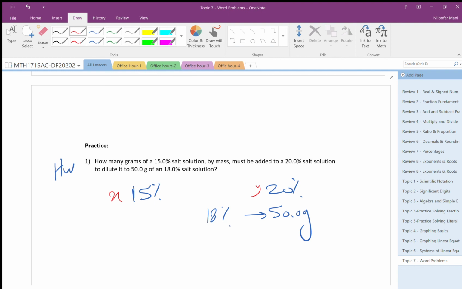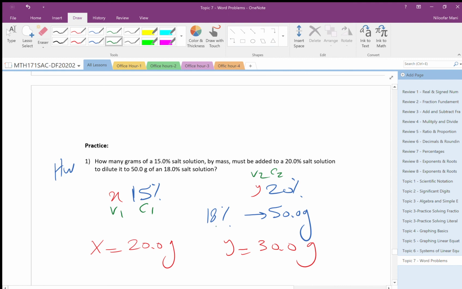Then you can find X is 20 grams and Y is 30 grams. Just how to do it is your homework. Very similar to what I did now for the other question. This is C1 V1, this is C2 V2, this is C final V final. You have the formula, you have two equations, two unknowns, you can find the answer.